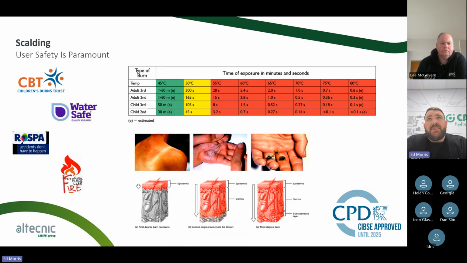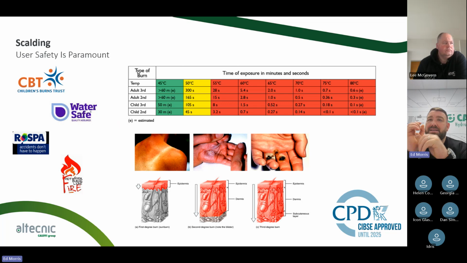So we've mentioned scalding, and we've looked at what the risks are, and it is quite stark, really, if you can see the chart on the screen now with the speed of burns and the depth of burn. So we talk about first, second, and third degree burns. A first degree burn is where we just see the surface. If you suffer a first degree burn, you tend to get redness of the skin. Something like sunburn could be classed as a first degree burn.